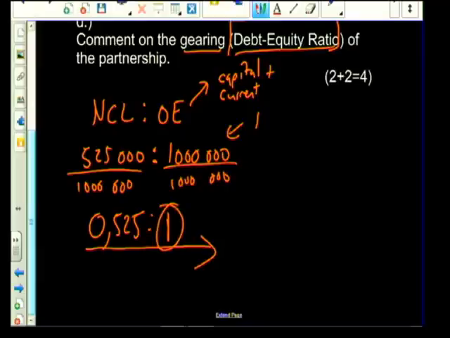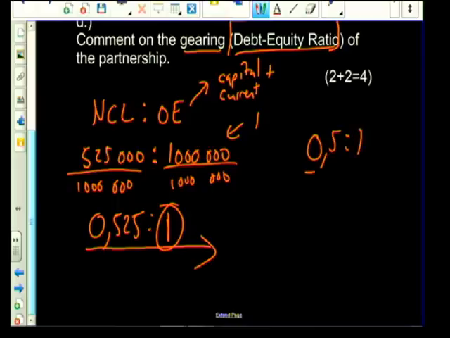Now we have to comment on the gearing of this business. In other words, how much debt is there for the equity that the owners have invested? This ratio tells us that. It tells us for every 1 rand that the partners have put in, there's debt of 52.5 cents. So for every 1 rand that the owners have invested, they owe 52.5 cents. So their investment is 1 for every 50 cents that they owe, which means that they've actually got double what they owe in equity in the business, and this is a good thing.